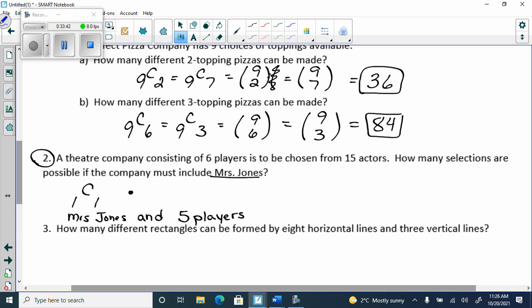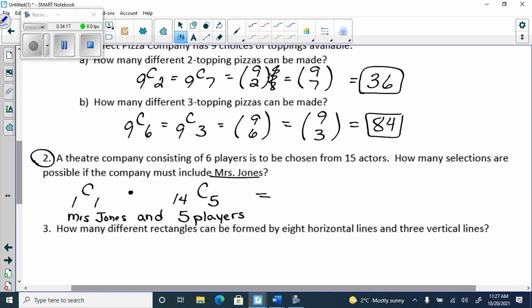And I need to have 5 players. So I know I'm going to choose 5 players. How many am I choosing from? 14. Why would I choose 14 and not 15? Because I already had Mrs. Jones, she's already picked out of the 15. So now I have 14. 1 choose 1 is 1. I go, hey, Mrs. Jones, come here. 1 way. And then I have 14 left, and I choose 5.